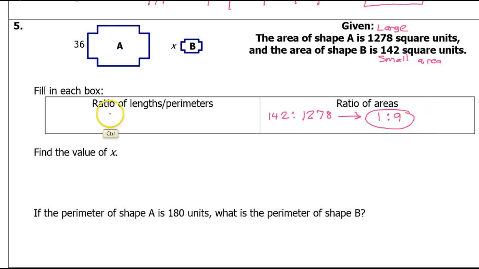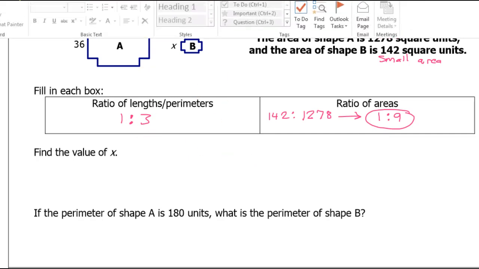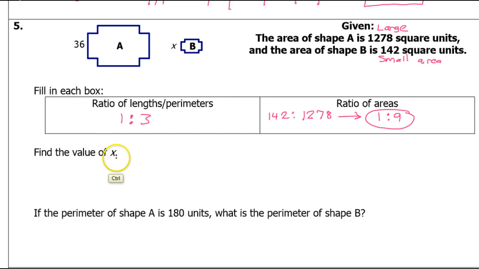So if I want to find the ratio of lengths or perimeters, I need to do the square root of these. It's going to be the square root of 1 to the square root of 9 because I'm working backwards. You square the lengths to get the areas, and then you take the square root of the areas to get the lengths. So this will be 1 to 3. Now we should be able to find anything they asked us to find.